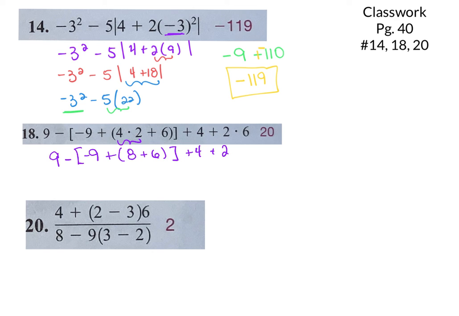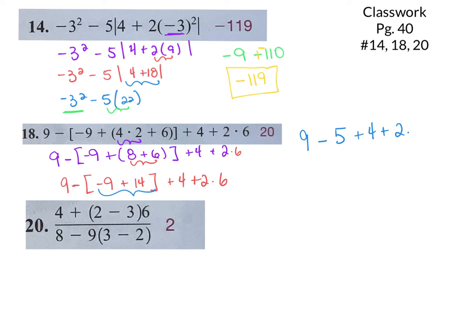All right. I still have grouping within grouping. So I need to do this 8 plus 6 first. 9 minus negative 9. Yep, there's a times 6 there. Plus 14 plus 4 plus 2 times 6. All right. I still have a grouping here. So I'm going to do this grouping. So I have 9 minus negative 9 plus 14. I'm going to subtract and keep them positive because the 14 was bigger. So 14 minus 9 is what? Hopefully 5, plus 4 plus 2 times 6.